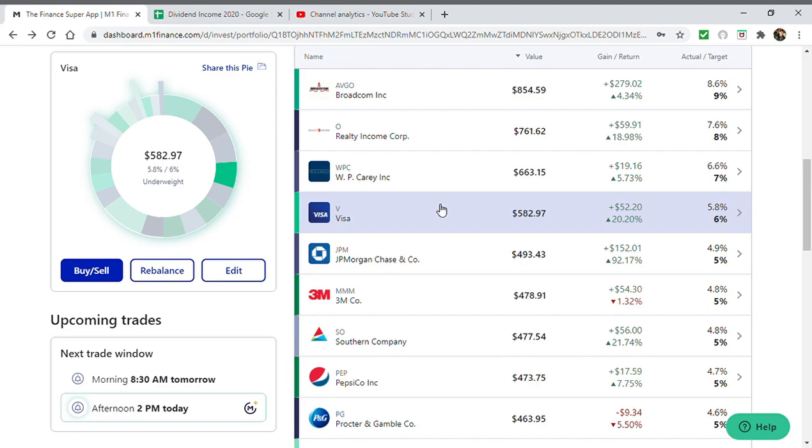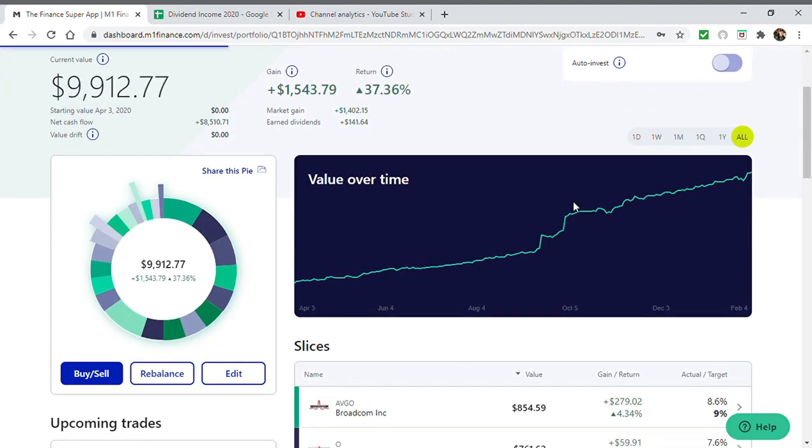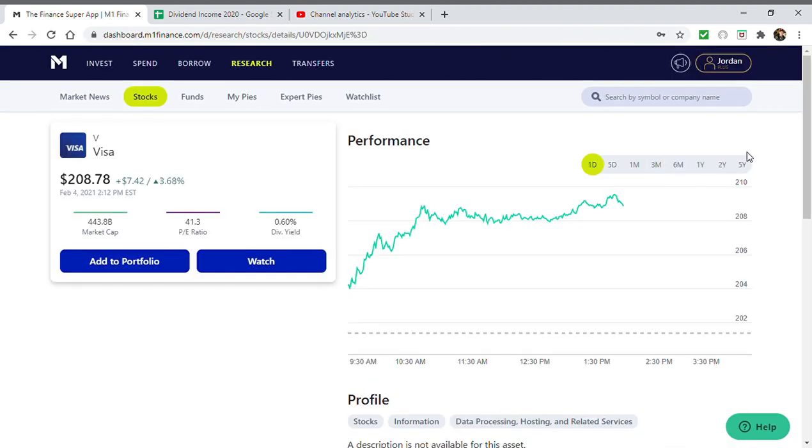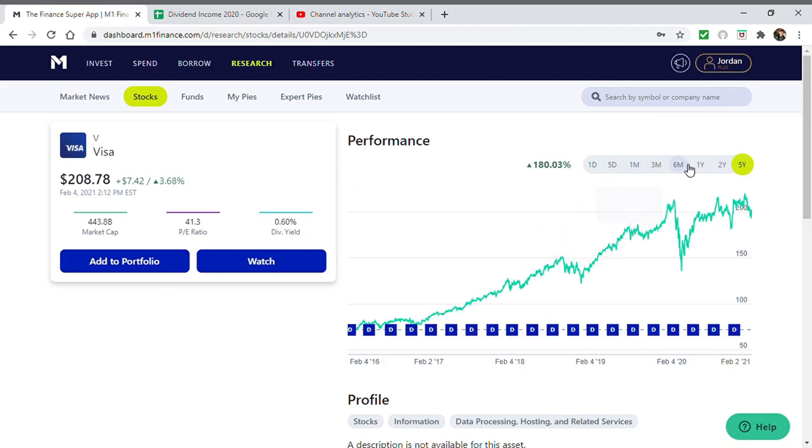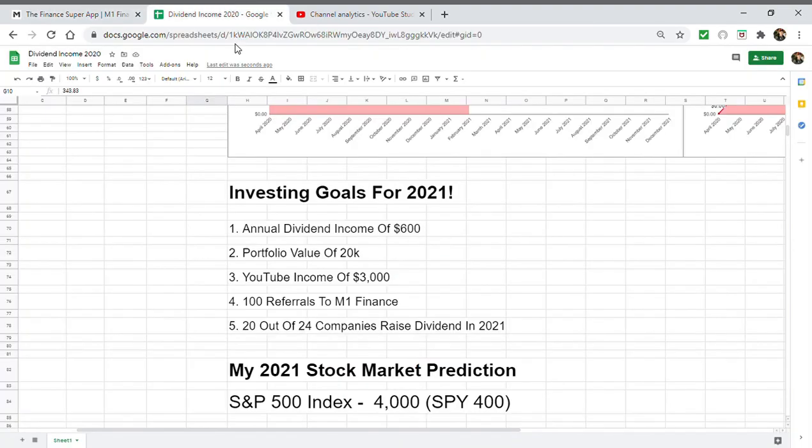Visa is my number 4 investment. We currently are up 20.2% on the company on a money-weighted return, which is about $52.20. And Visa is one of the few companies in my portfolio where I don't care about the yield. The yield is horrible. I hardly get any cash flow from this company. What do I even make?